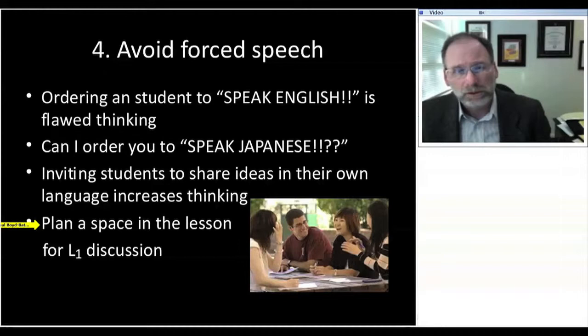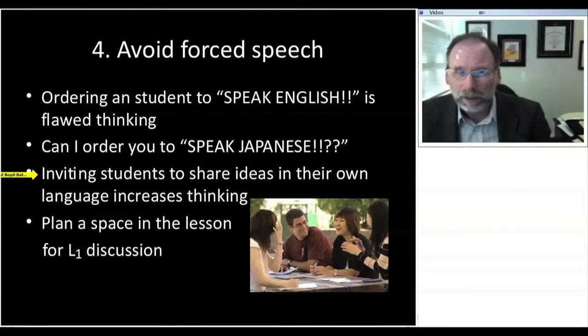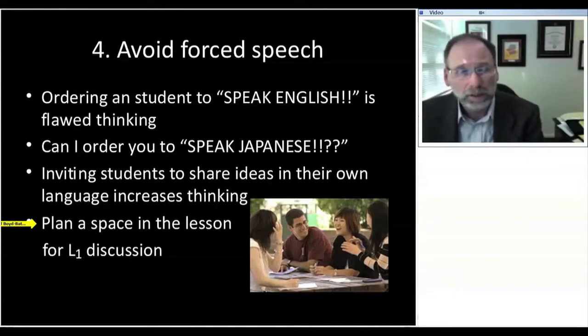So just to review, we're not going to be ordering students to speak, because it's really impossible to do that. We're going to invite students to have opportunities to think out loud in their own language. We're going to plan spaces in our lessons so that they can do this. This doesn't mean that they're going to be speaking in their home language all the time. It's just that we're going to invite and allow some space for brief times where they can use their own language.